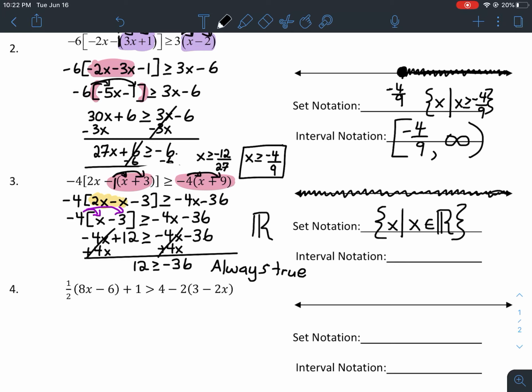So anytime the answer is all real numbers and it's an inequality and you need to write set notation, you write it just like that. And that reads, x is an element of all the real numbers.